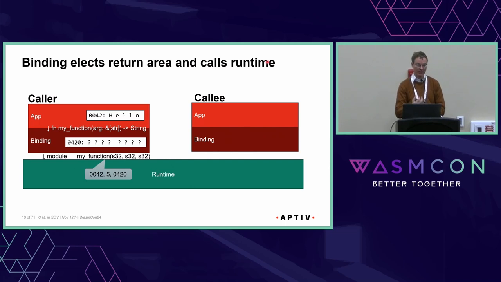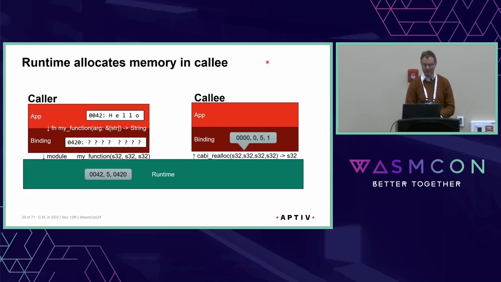So it calls the my function of the runtime, which is imported from the runtime, and passes first the address of the string, the length of the string, and the address of the return area, where the return string will be stored. So now the runtime makes a call into the callee, into the implementation. It cannot directly pass the string because caller and callee do not share memory. Both of these are sandboxed, so we have to make a copy of the string within the callee address space. So we first allocate.